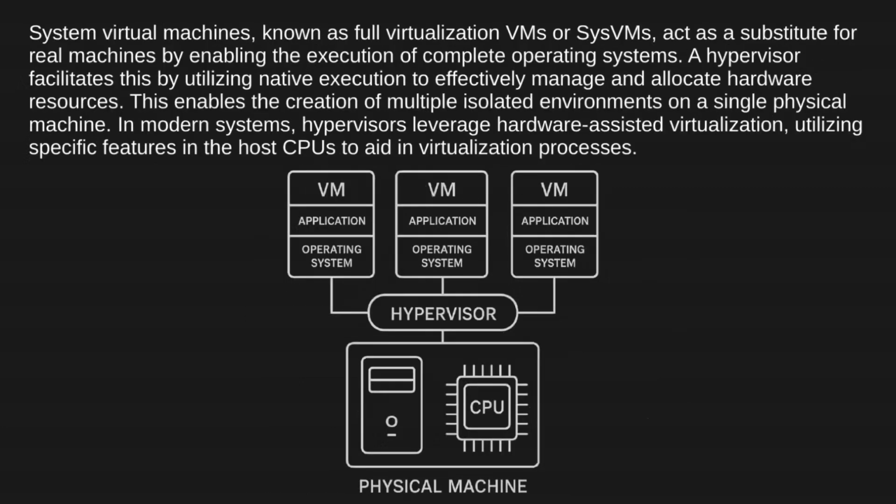System virtual machines, known as full virtualization VMs or SysVMs, act as a substitute for real machines by enabling the execution of complete operating systems. A hypervisor facilitates this by utilizing native execution to effectively manage and allocate hardware resources. This enables the creation of multiple isolated environments on a single physical machine. In modern systems, hypervisors leverage hardware-assisted virtualization, utilizing specific features in the host CPUs to aid in virtualization processes.